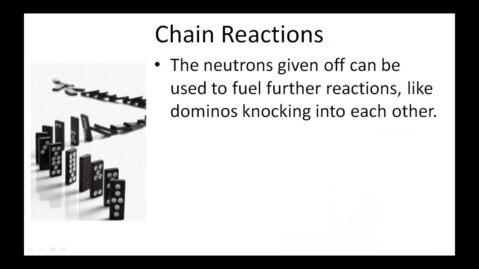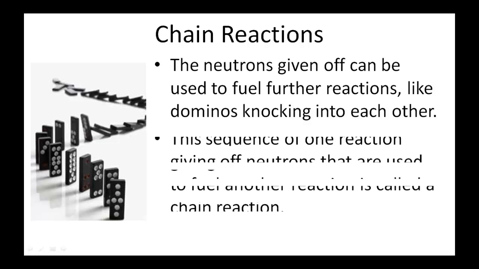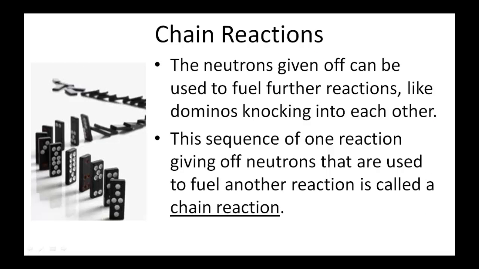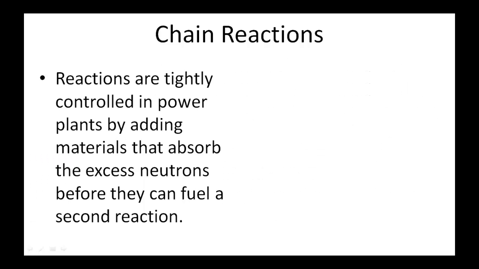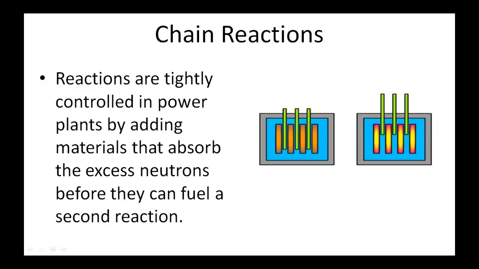The neutrons given off can be used to fuel further reactions, like dominoes knocking into each other. This sequence of one reaction giving off neutrons that are used to fuel another reaction is called a chain reaction. Reactions are tightly controlled in power plants by adding materials that absorb the excess neutrons before they can fuel a second reaction. Here's a diagram of a nuclear reactor. It's actually two nuclear reactors.